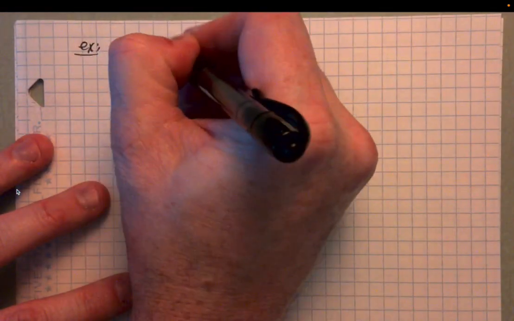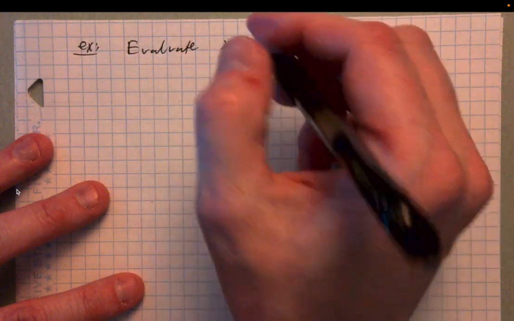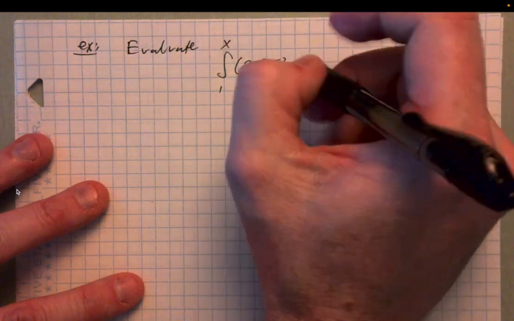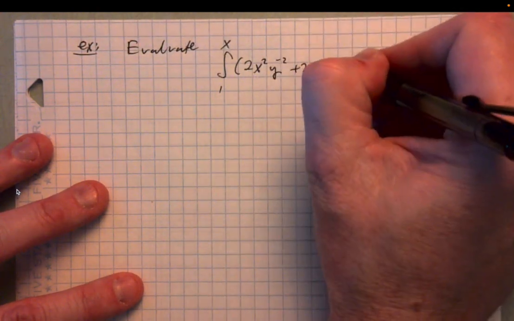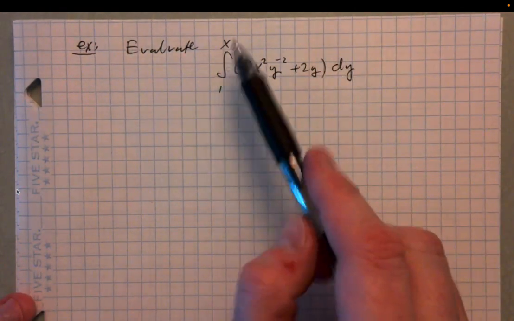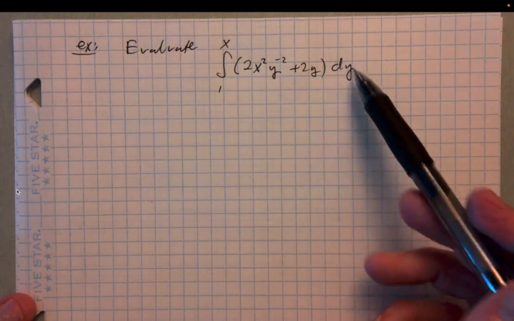Let's do an example here, and we'll get into more and more of these, but let's start with an example. Let's evaluate the integral from 1 up to x of 2x squared y to the negative 2 power plus 2y dy. Obviously notice that I have a function of x in the upper limit here, but that's fine because I'm integrating with respect to y.